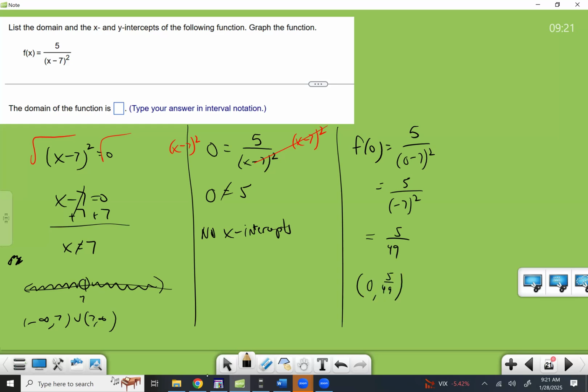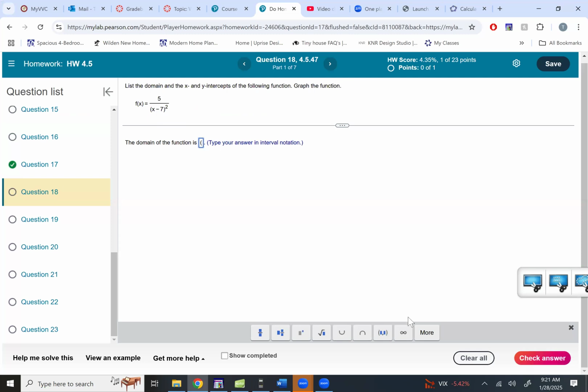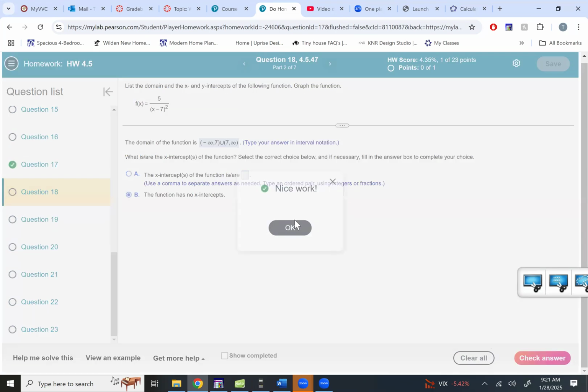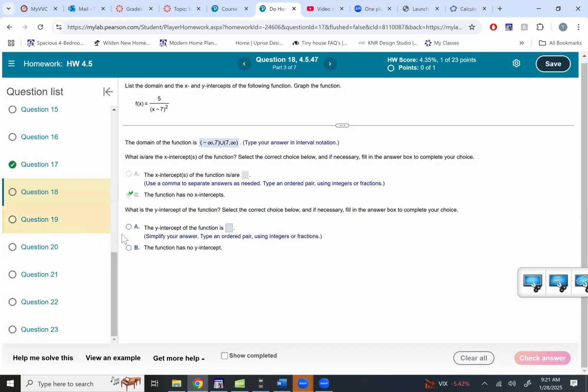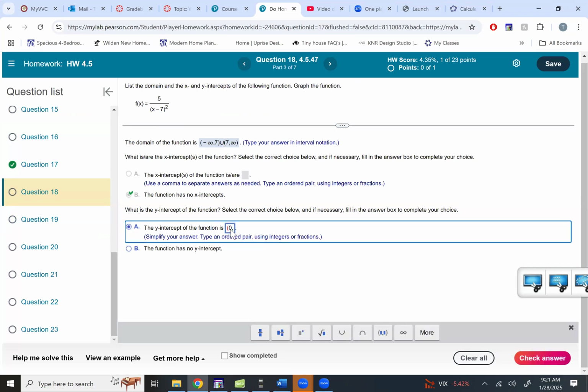Let's go put some of these answers in. Okay, so we said from negative infinity all the way up to 7, union 7 to infinity. And then we said that there were no x-intercepts. And we said there is going to be a y-intercept at 0, comma 5 divided by 49.